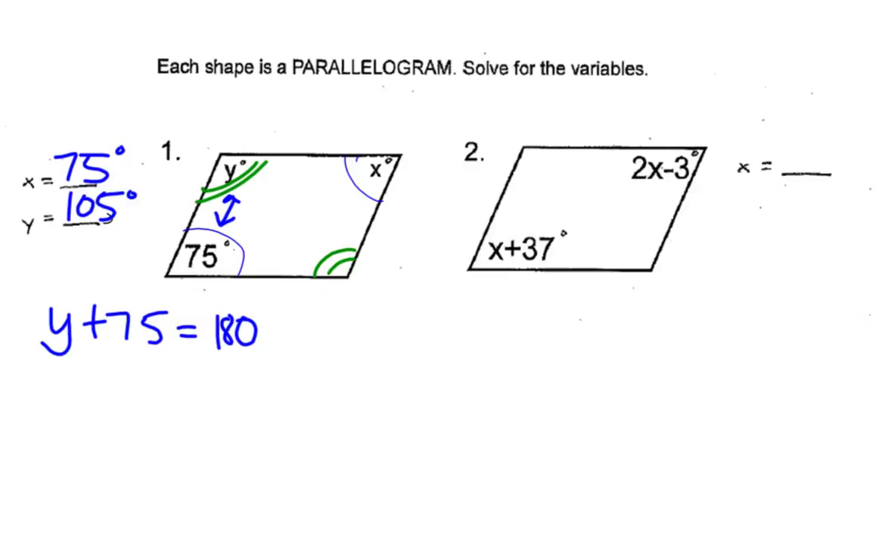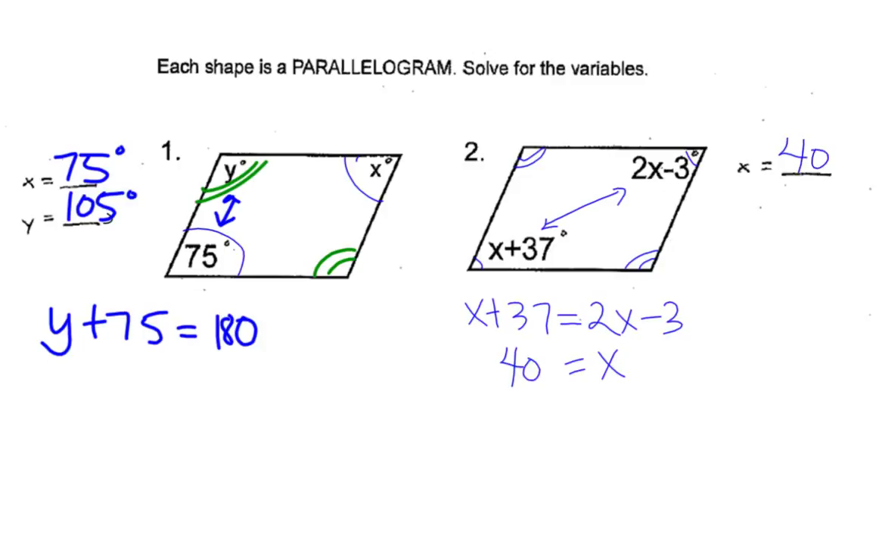Okay, in this problem, I'm going to do the same thing again. I'm going to mark my angles congruent that are across from each other. These two are congruent, which means I just set those equal to each other and solve for x. I minus x on both sides, I add 3, and I get 40 for x.